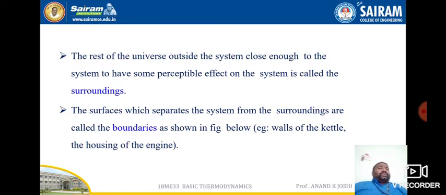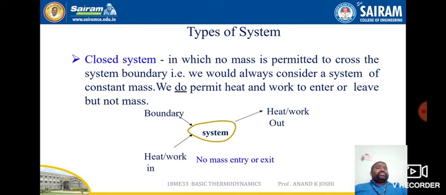The rest of the universe outside the system, close enough to the system to have some perceptible effect on the system, is called the surroundings. Simply, anything outside the system we call the surroundings, and the system and surroundings are separated by a boundary. This boundary may be real or sometimes imaginary. It may be a wall or a thin layer, whatever, and it separates the system and surroundings.